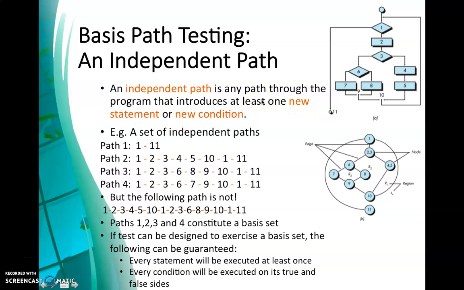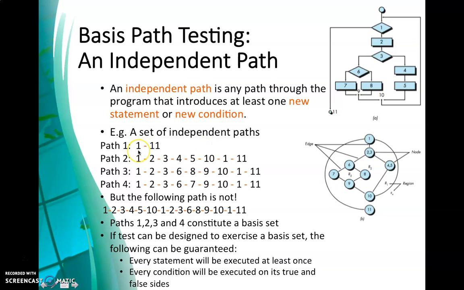So for example, if we look at this program, there are 4 paths, and when we say independent path, it has to be a unique path. So one path, for example, connects 1 to the end node. And then a second path, for example, connects 1, 2, 3, 4, 5, 10, 1, 11, and so on and so forth. So it's an individual, unique path in the program.